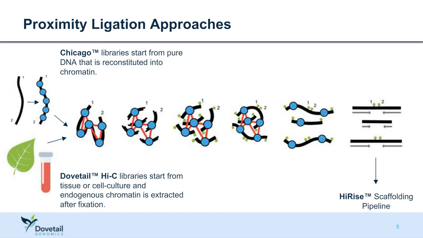With this, we can put it into the sequencer, and we sequence both sides, and you can see that we sequence very close to location 1 and 2 in your whole genome. Then we put it through HiRISE, and HiRISE is used to scaffold your assembly. So with the difference between Chicago and Hi-C, I've just talked about this whole process for Chicago. So where does Hi-C come in?